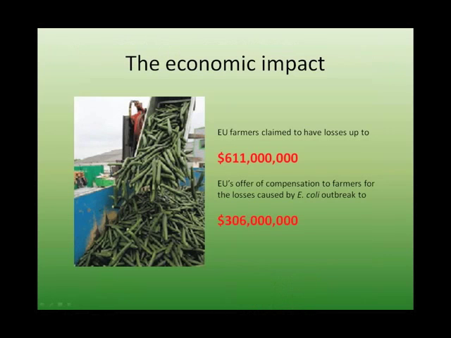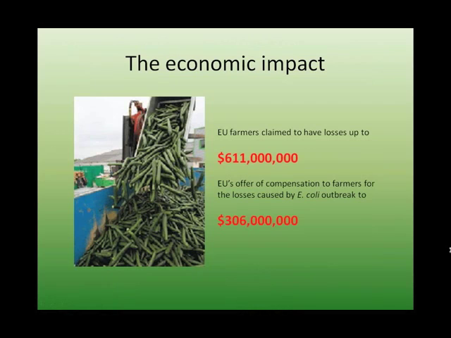And according to the report, EU farmers claim to have lost more than $600 million during this crisis, and the EU finally offered $300 million in compensation to the farmers for their loss caused by the outbreak. And this is such a pity. The German experts could have done a better job to avoid this, and let me explain why the authority announced in the beginning that cucumber was the cause of the outbreak.